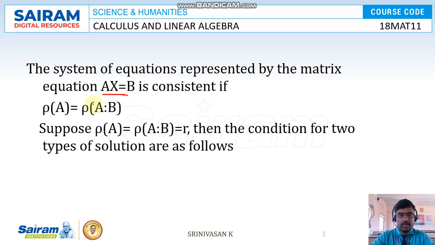Now, rank of A, rank of A equal to rank of AB. Suppose rank of A equal to rank of AB equal to R. Then the conditions for two types of solution are as follows. If rank of A equal to rank of AB equal to R, we get two types of solution. What are the two types of solution? We'll discuss them one by one.